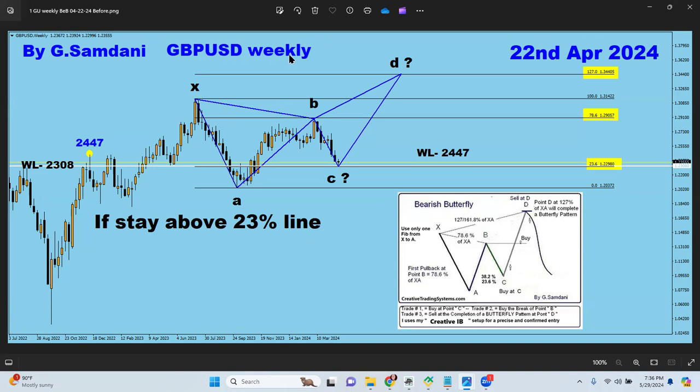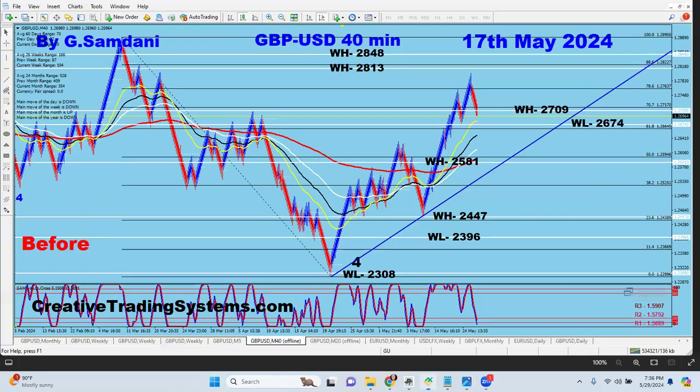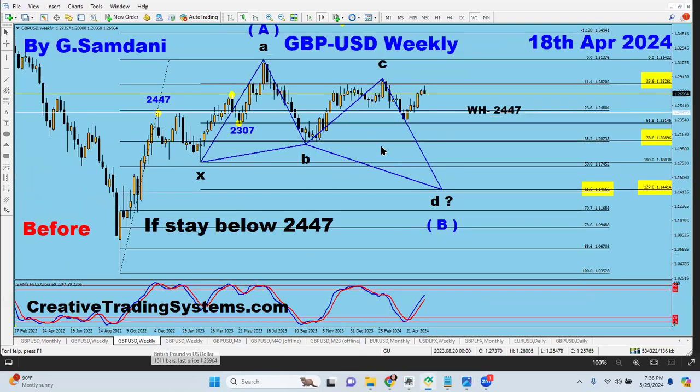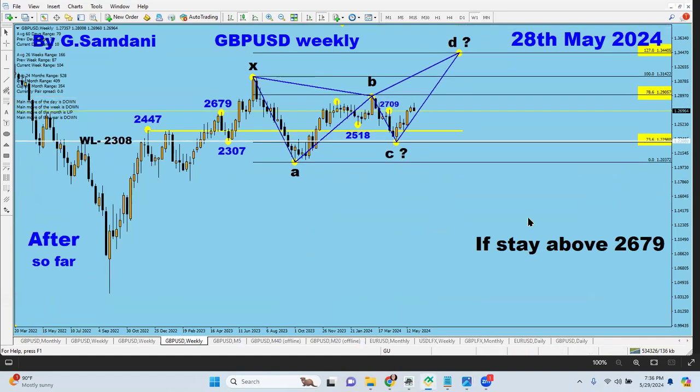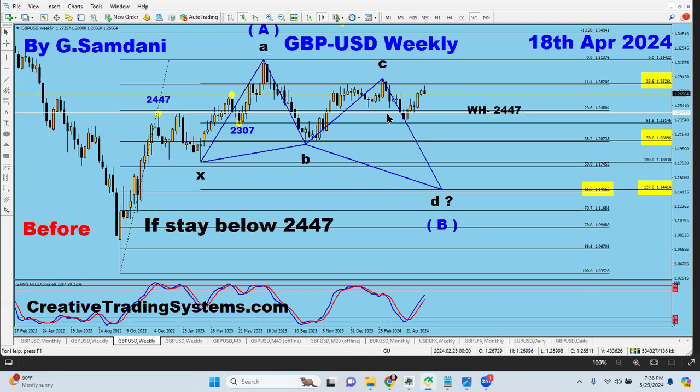So this is the pound USD weekly chart, right? I made it on the 22nd April 2024, and this is what it is. Now, at the same time, I made another version to the downside. Okay, this was the version that I made for the upside. Look what happened. That is the downward side version, right?